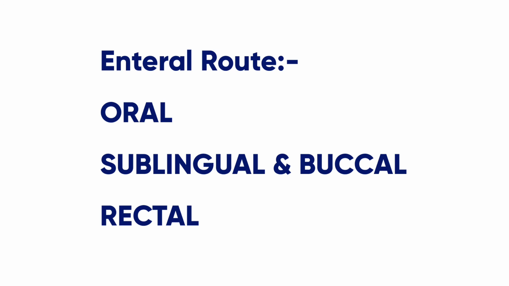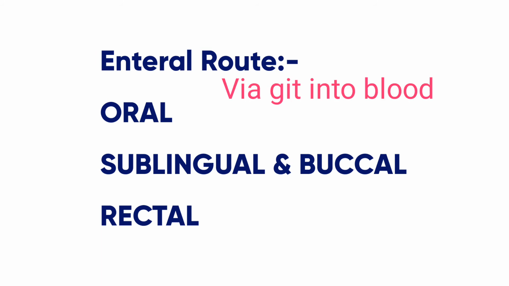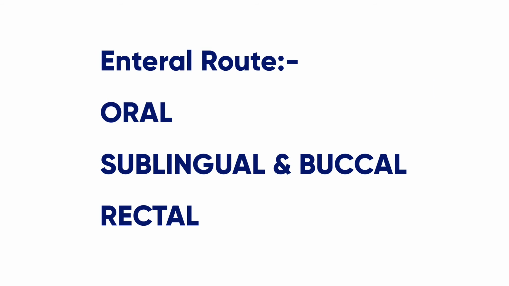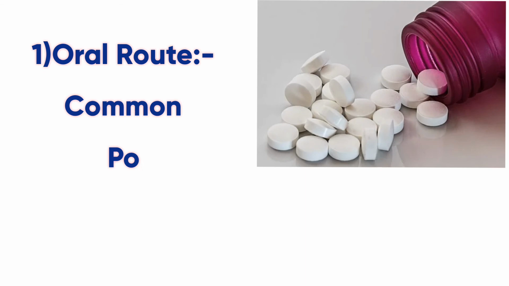Now let us discuss in detail the enteral route. The word enteral means via GIT, which is the gastrointestinal tract. Via the GIT, the drug is absorbed into the blood. It can be further divided into oral, sublingual and buccal, and rectal. The oral route is the oldest and most common mode of drug administration. PO is used to indicate oral route of administration.